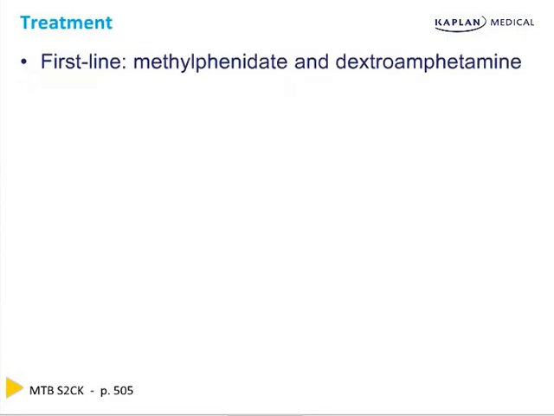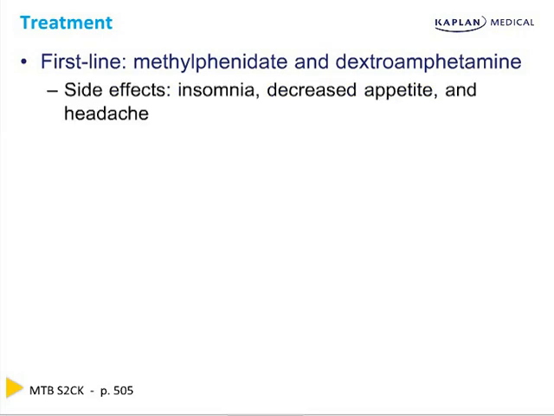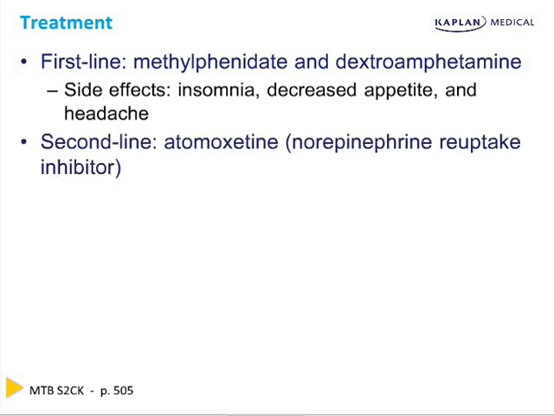The treatment for ADHD is really important. So look at the first line treatment: methylphenidate and dextroamphetamine. Seems kind of counterintuitive that you would give a child who's hyperactive basically amphetamine. Methylphenidate and dextroamphetamine are both stimulants. As such, their side effects are what you would expect from giving someone a stimulant: insomnia, decreased appetite, and headache. For that reason, there's the second line treatment, which is atomoxetine. That's a norepinephrine reuptake inhibitor.